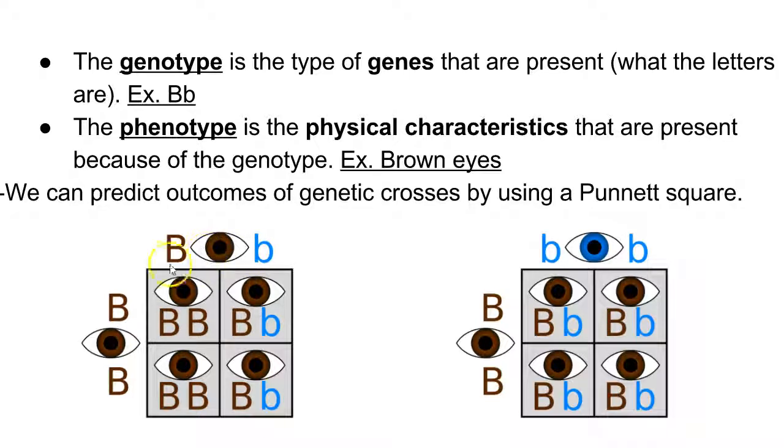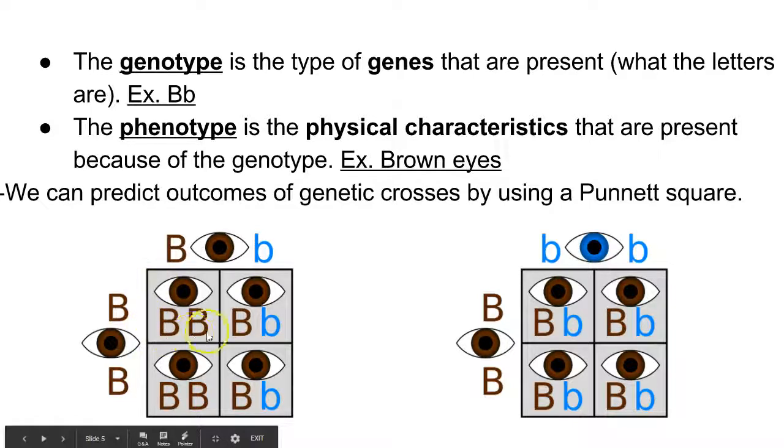So he has brown eyes. Well, the mom has brown eyes. And we know that she has dominant homozygous, so that means she has both capital B's, okay? And then what you do is you cross them.